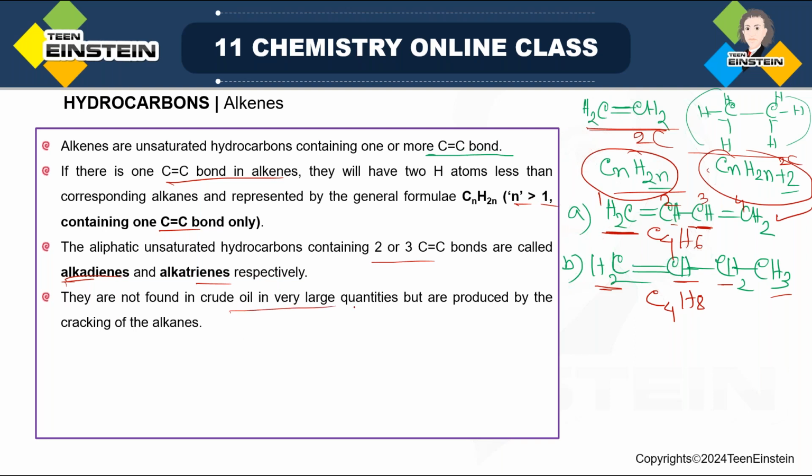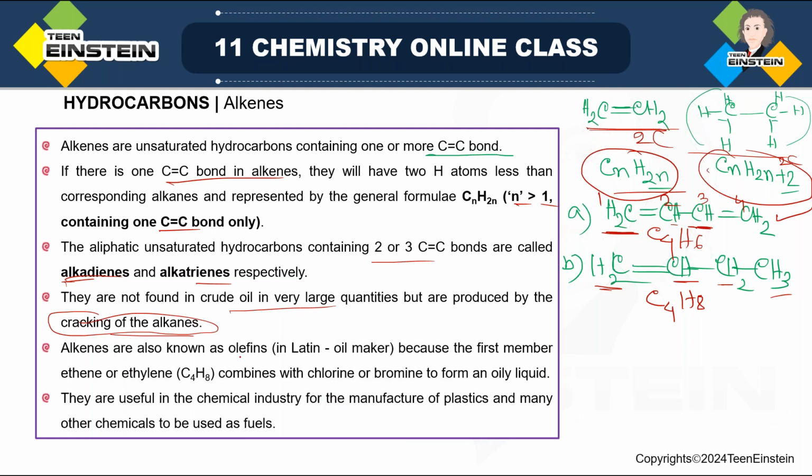They are not found in crude oil in very large quantities, but are produced by cracking of alkanes. Remember, the cracking of alkanes, that reaction we have seen in today's class. In the first slide, you have seen some examples of alkane where after pyrolysis, one of the products is also alkene. So that may be a source. You can treat it as a source to get alkene, right?